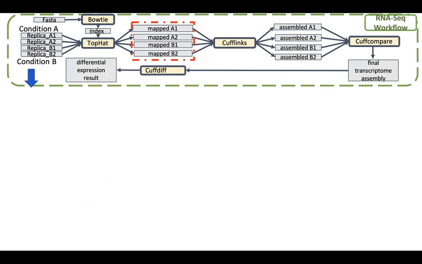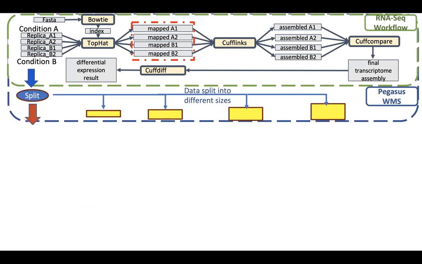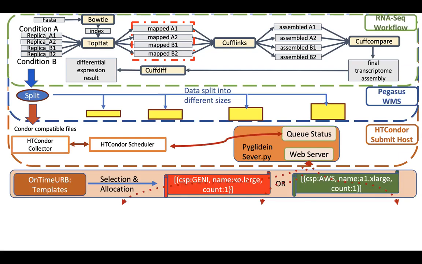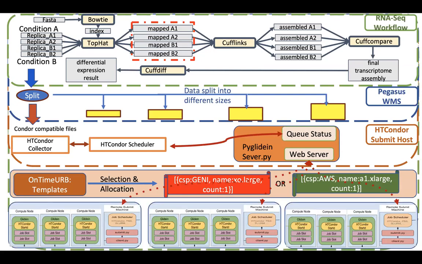And the sequence is as follows, right? We have, for example, this RNA-seq workflow. We're able to split it into different sizes that fit into a Pegasus workflow management system. Then we're able to submit it to the HTCondor submit host, which then is the step where we do the middleware optimization. And then we're able to deploy the optimized template on distributed resources.